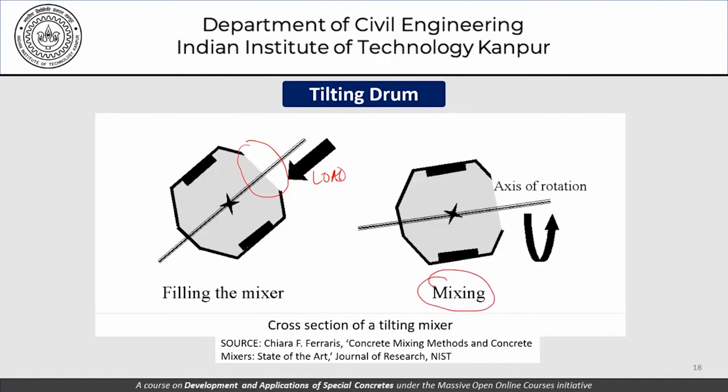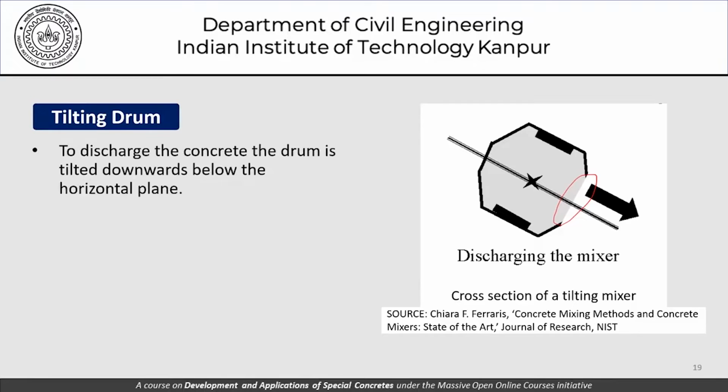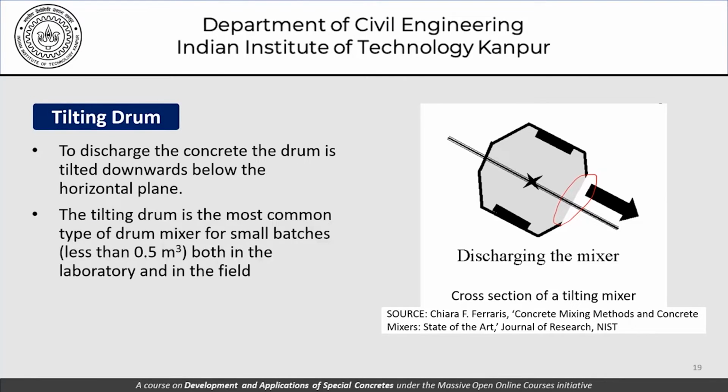And finally, we tilt the drum in this direction that's shown for discharging the concrete from the mixer. So it's the same opening being used for loading as well as discharging the concrete. So to discharge the concrete, the drum is tilted downwards below the horizontal plane. The tilting drum is the most common type of mixer for small batches less than about 0.5 cubic meters, which is about 500 liters of concrete, both in the laboratory and in the field.